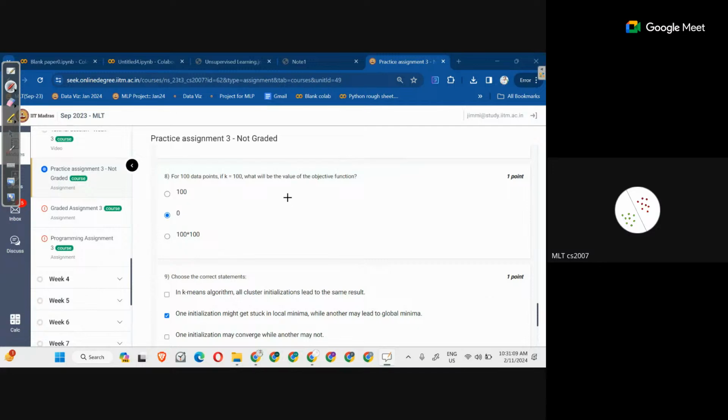To summarize these last two questions, in a class, let's say you have 100 students. How many groups can you form? You can form 100 groups. The minimum number of groups is 1, where you assume all the students are from the same class, and the maximum number of groups is 100.